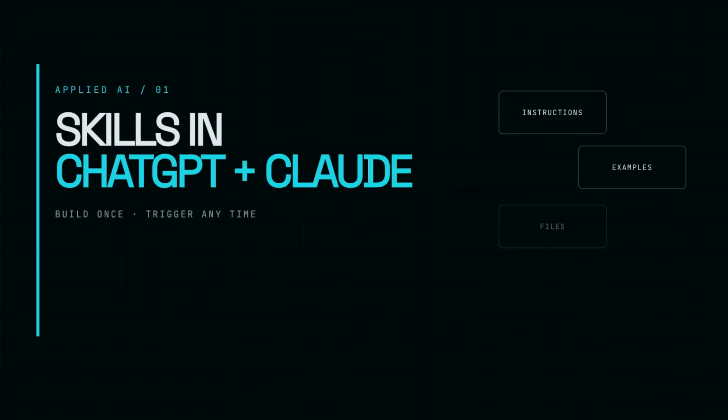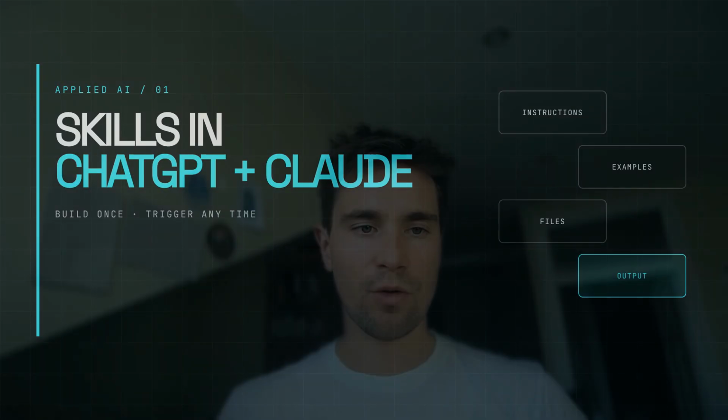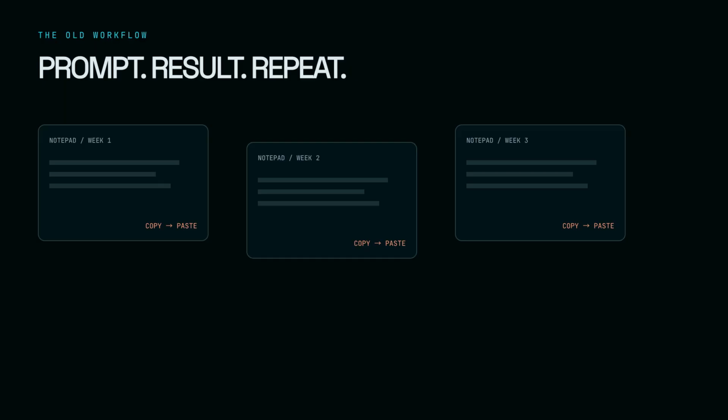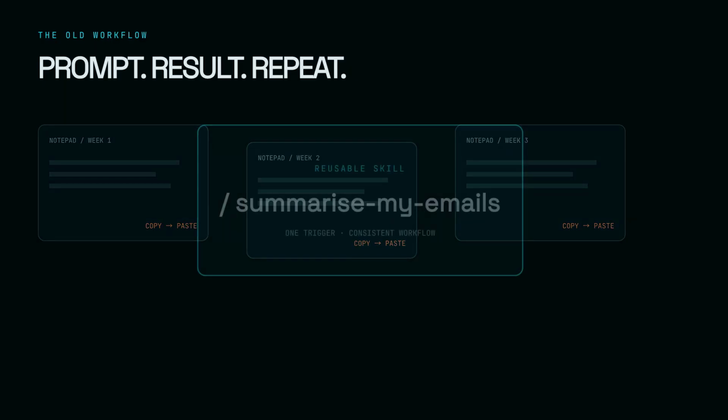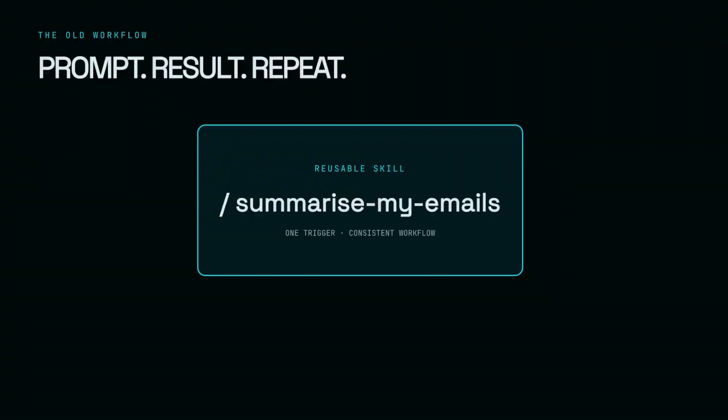Today, we're going to be talking about skills in ChatGPT and Claude. A lot of people are using AI like this. They're writing a prompt, getting a result, and then rewriting the same prompt again and again. They might even be copying and pasting it from their notepad. A skill changes that. Now, a skill is really simple.